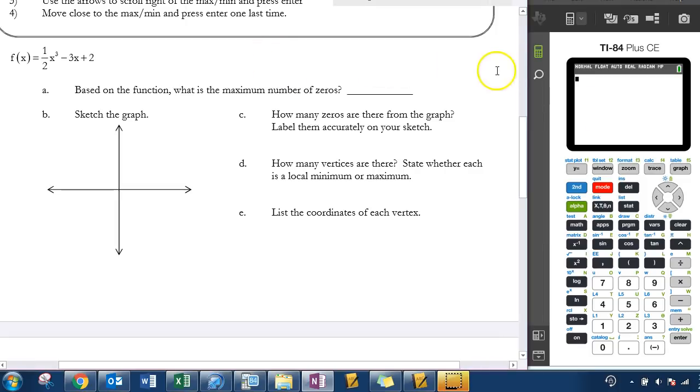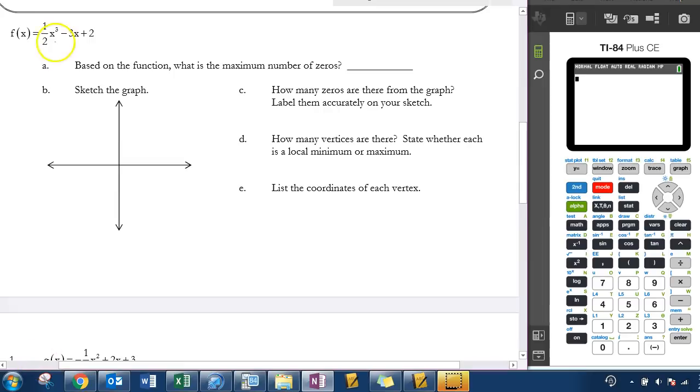So to start, I don't need the graphing calculator to answer this first question. It says, based on the function, what is the maximum number of zeros? Remember, that's asking us, based on this equation, how many zeros could it possibly have? And that has everything to do with this largest exponent. In this case, the largest exponent is 3, so that is the maximum number of zeros this could have. It doesn't mean it has 3, but that's the maximum amount it could have.